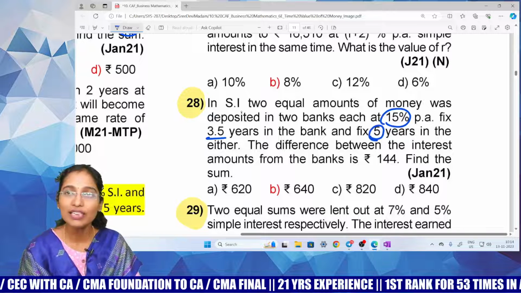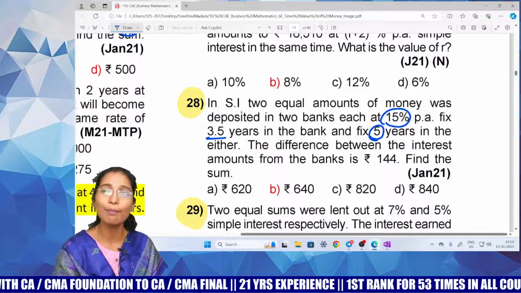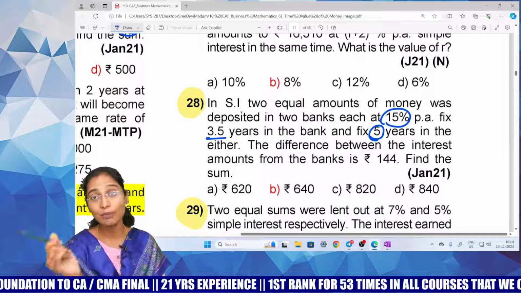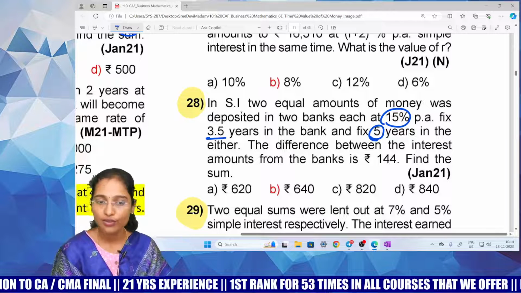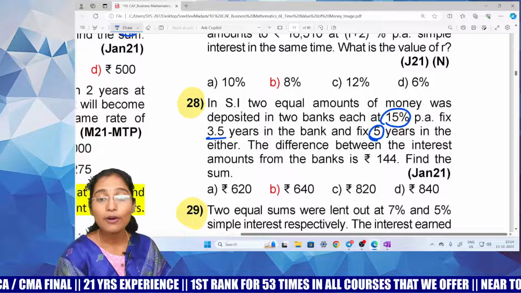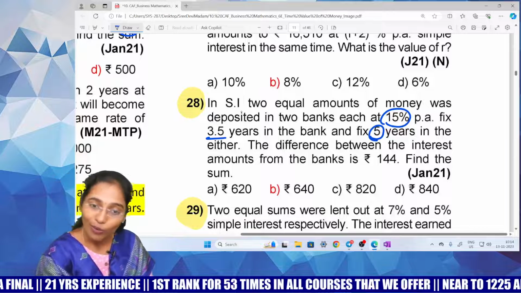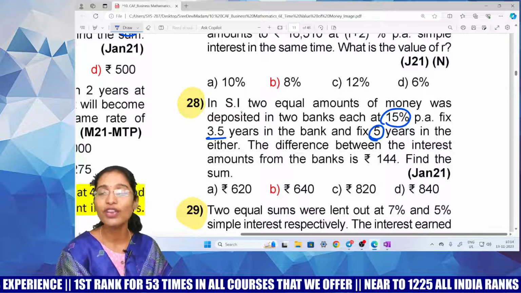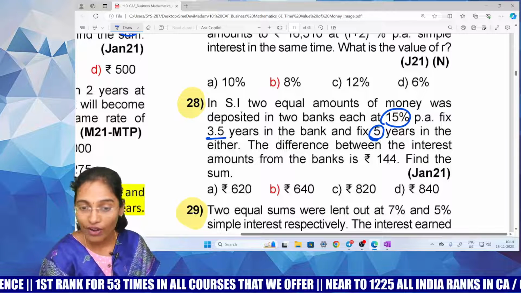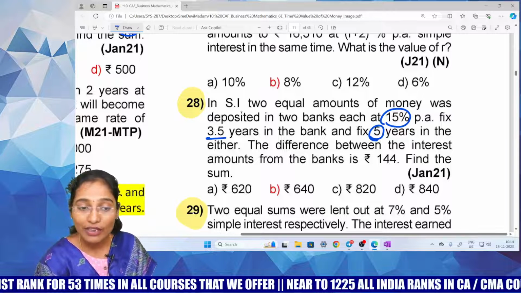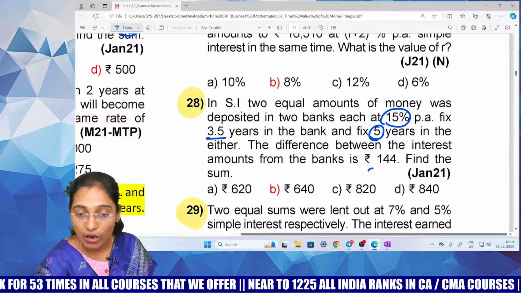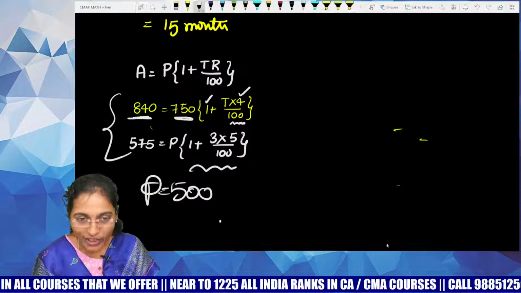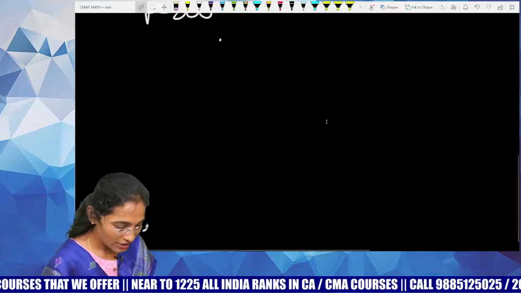In either case, he is depositing the same money. Means if he is depositing 1000 rupees in the initial case, he is depositing 1000 rupees in the second case also. So they were deposited in 2 different banks. Both of them were deposited at 15% only, but one is deposited for 3.5 years and the other one for 5 years. The difference between the interest amounts from the bank is how much, guys? 144. Find the sum.